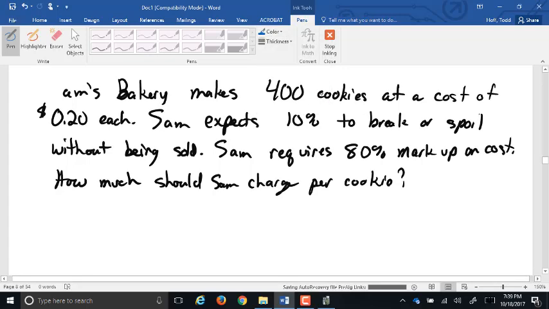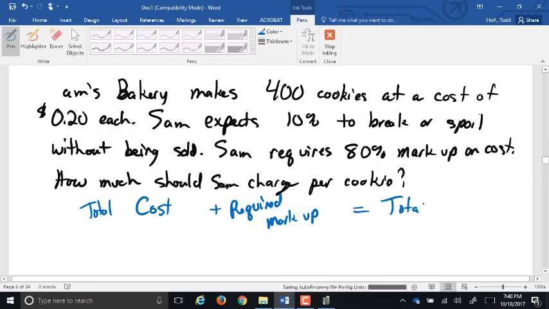The reason we have to look at a group of items rather than each individual is some of the individual items aren't going to sell. So the price of that whole group has to be set in such a way that we're going to, one, recover the cost. Now it's going to be total cost and the required markup to get a total selling price.